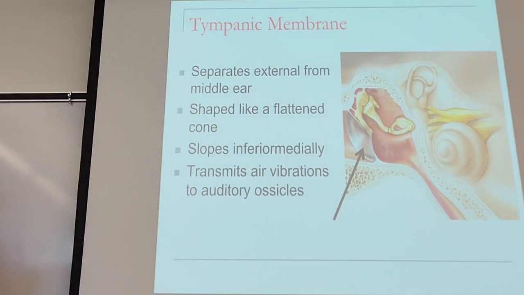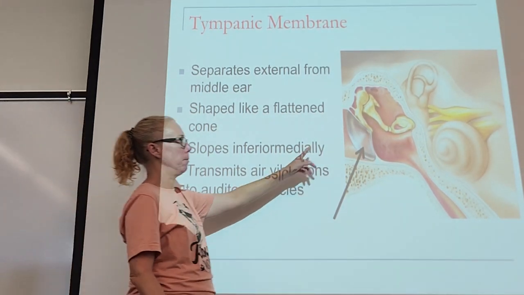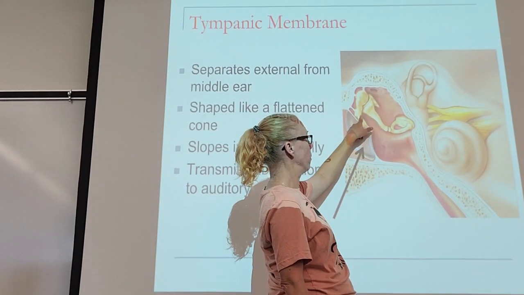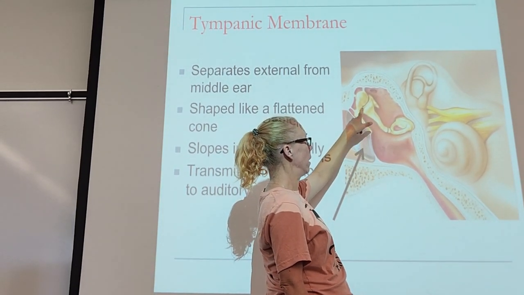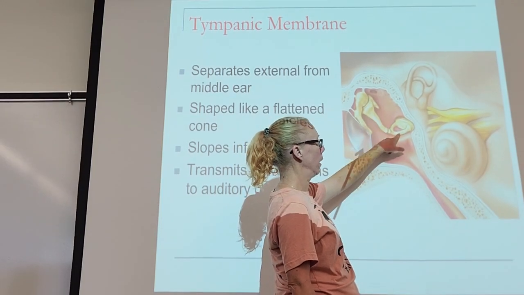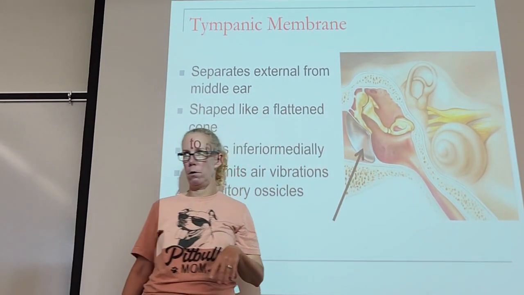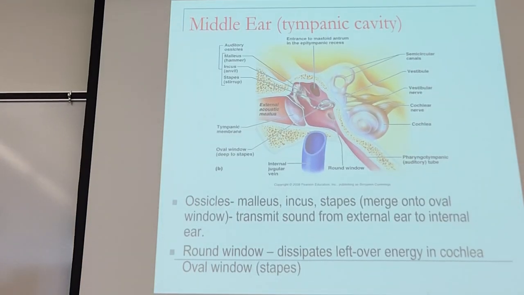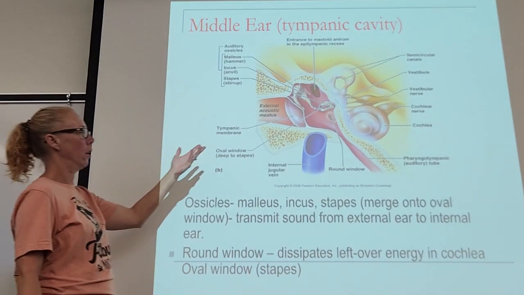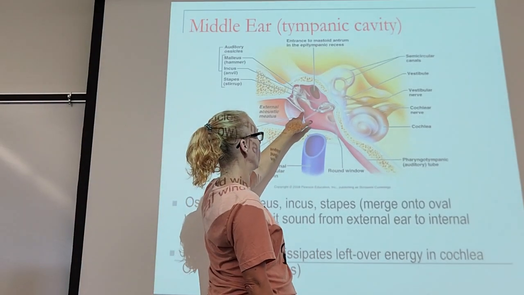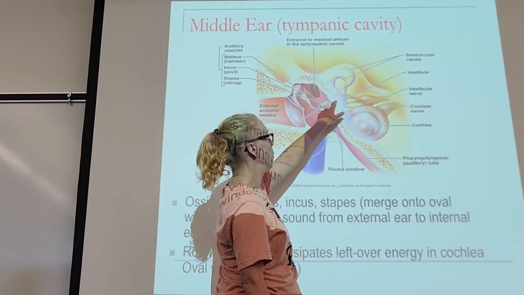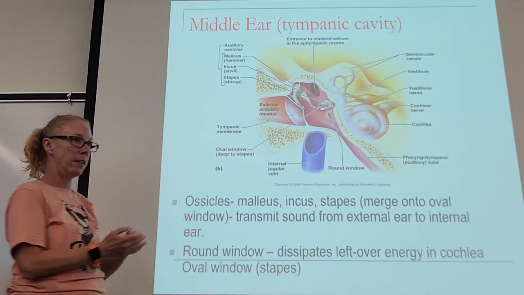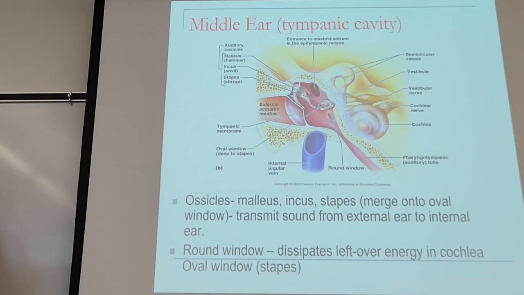And it's designed to catch airwaves and transmit them to the auditory ossicles, which we already identified in lab. What's the first one? Malleus, and that hits the incus, and then finally the stapes. That looks like a horse stirrup. Okay, good. Okay, so the ossicles then are going to take those sound waves and transmit them from the middle ear cavity to the inner ear cavity through the oval window. Okay, the oval window is what the stapes is living on top of.